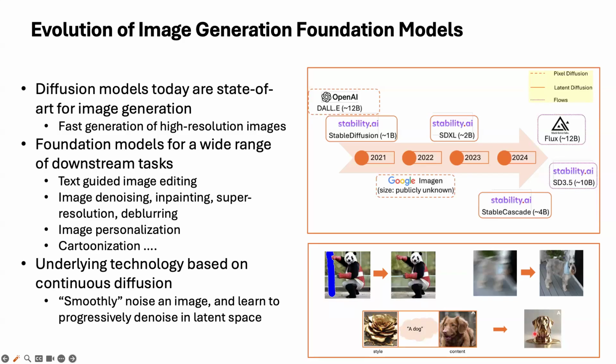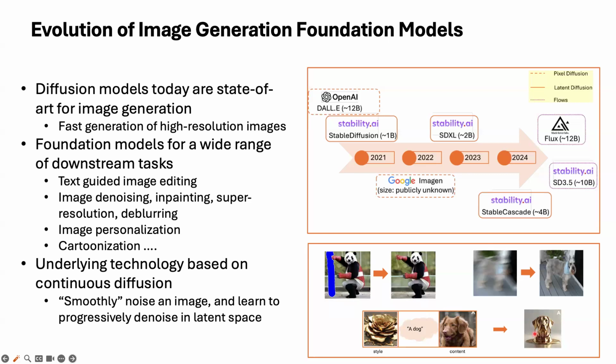And as I said, diffusion models are the state of the art for images today. And these are essentially based on the underlying technology of continuous diffusion, which is roughly: smoothly add noise to an image and then learn how to progressively denoise it in latent space as a base generative model, and do all sorts of things on top of it.